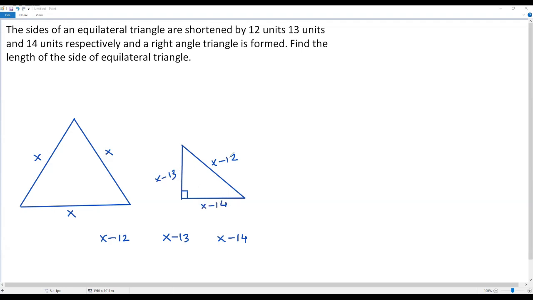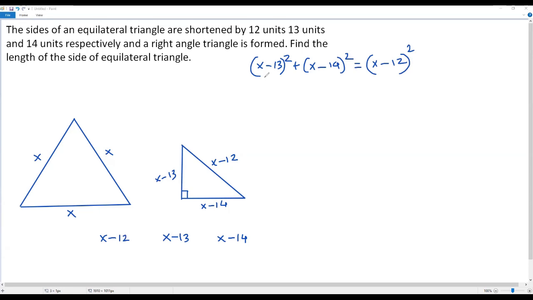Okay, since x minus 12, x minus 13, x minus 14 are the sides of the right triangle, we can use the Pythagorean theorem. The Pythagorean theorem says the sum of the squares of the two legs always equals the square of the hypotenuse. Then I am getting (x minus 13) the whole square plus (x minus 14) the whole square equals (x minus 12) the whole square. In this equation, I have to solve for x, which represents the length of the side of the equilateral triangle.